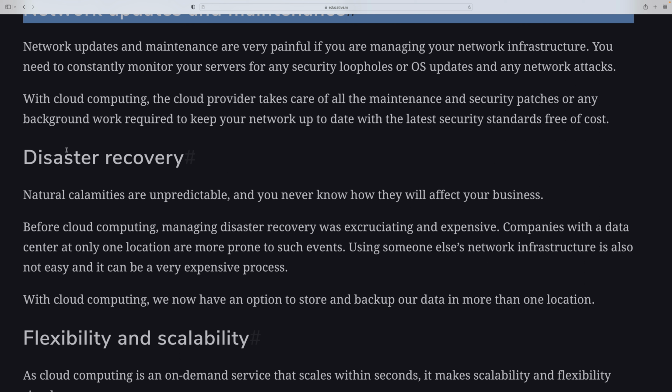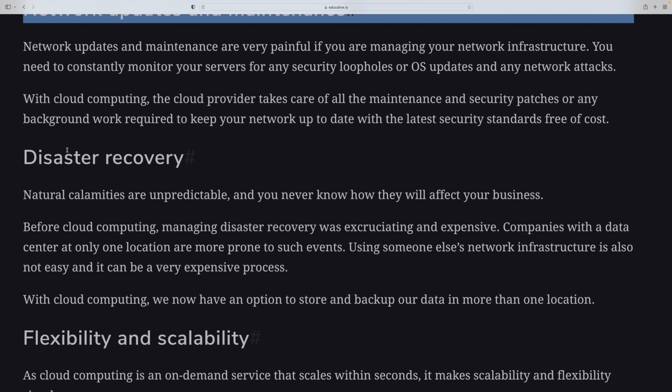Natural calamities are unpredictable. You never know how they will affect your business. Before cloud computing, managing DR was exhausting and expensive. Companies with a data center in only one location were more prone to such an event. Using someone else's network information is also not easy and can be a very expensive process.